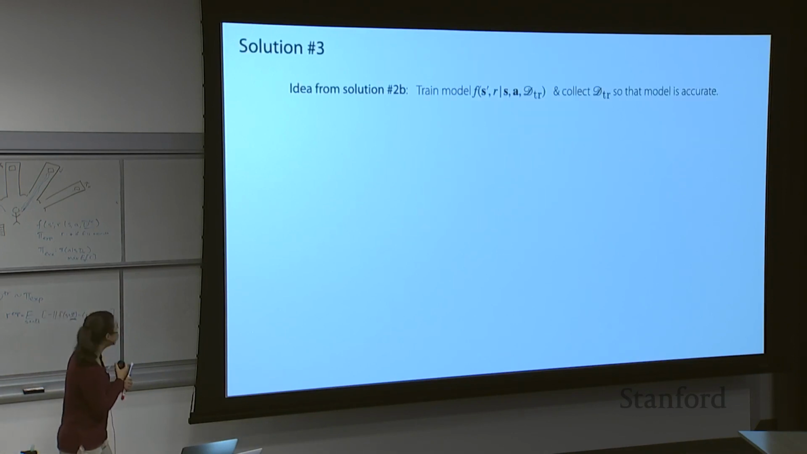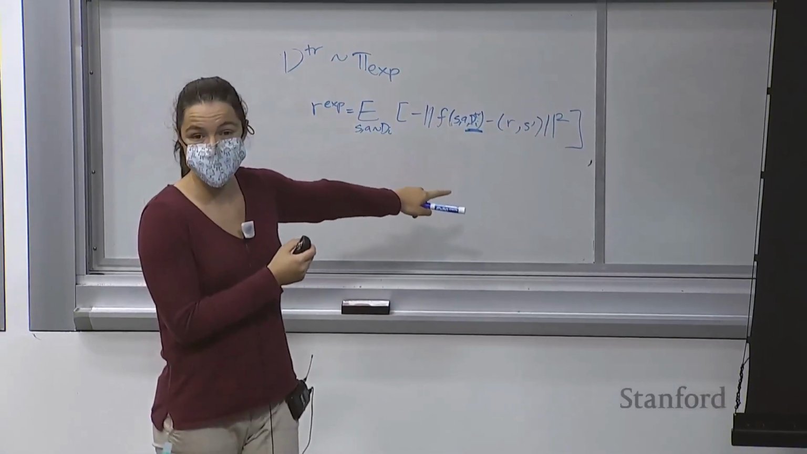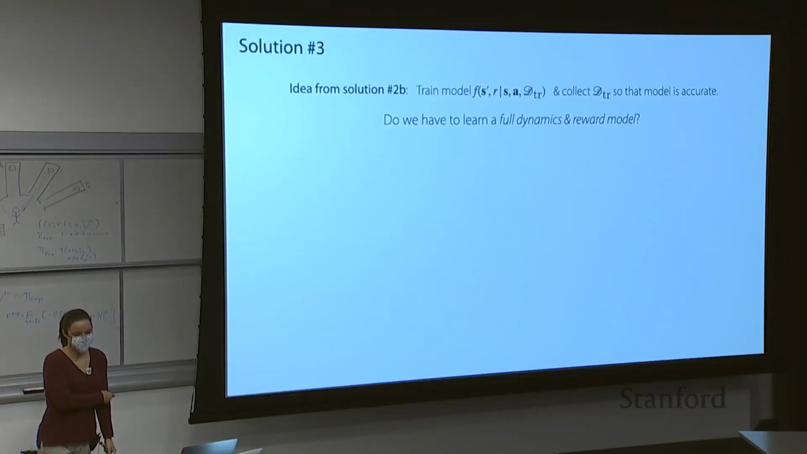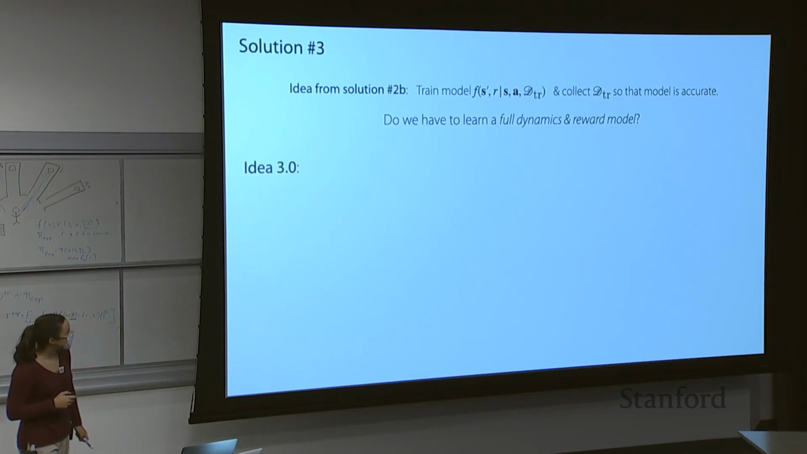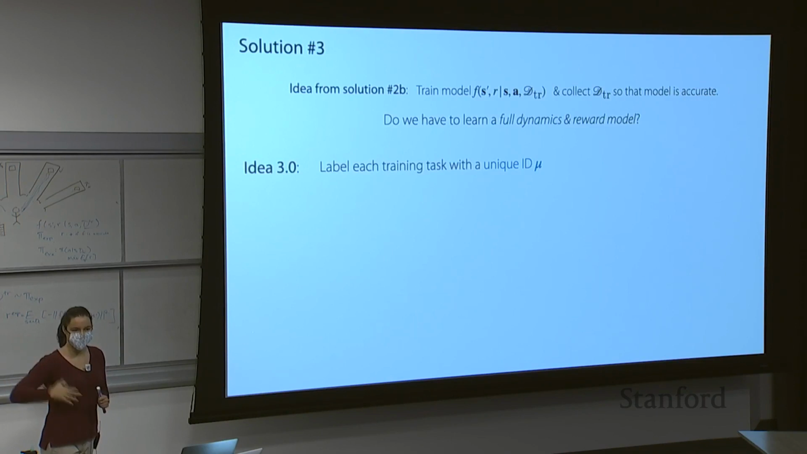Cool. So the last solution that we talked about was to try to predict the dynamics and explore in a way that allows you to better predict the dynamics. But do we really have to learn a full dynamics model and a full reward model? The almost final idea is to label each of your training tasks with a unique identifier. This could just be a one-hot identifier, where you enumerate all of your training tasks. And then instead of trying to predict the dynamics and the reward, you're going to try to predict this identifier.